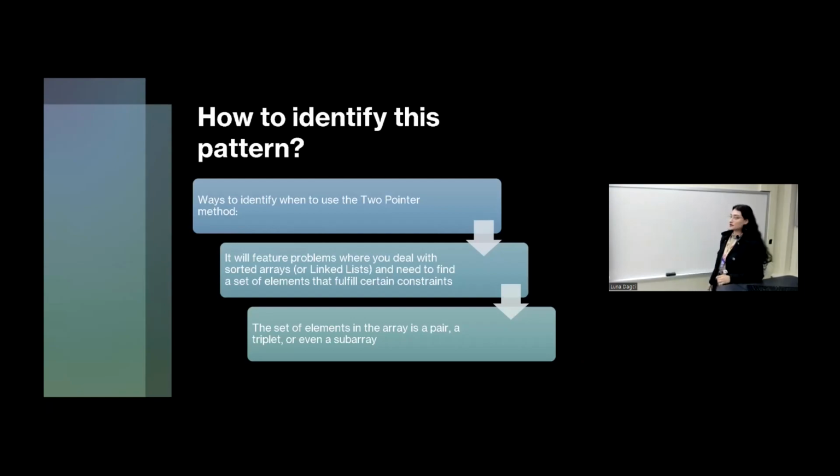So how can we identify this pattern? How can we understand if this question is a two-pointer question? It will be sorted, or want you to sort it. And you need to find a set of elements that have to match a target value, just like in the previous question, where we were looking for a target sum. It can be a pair, a triplet, or even a subarray.